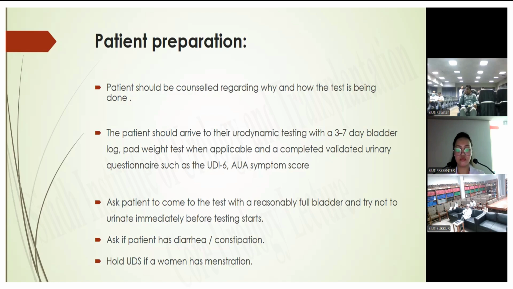So in women as well, you must confirm the LMP if you are performing the video urodynamic study, and see if the patient has menstruation, because a catheter must be placed in the rectum or the vagina. So this is important as well.